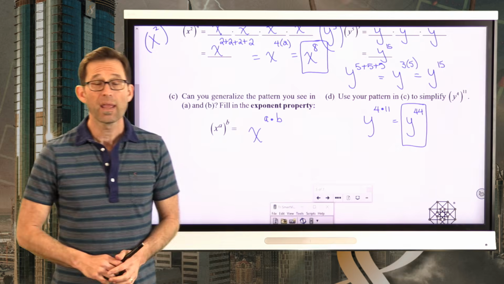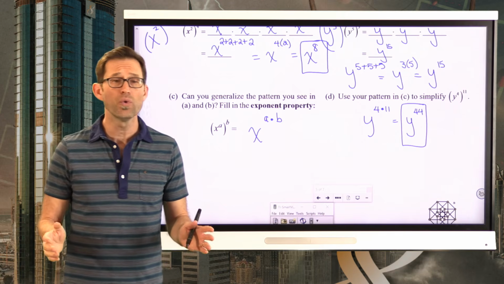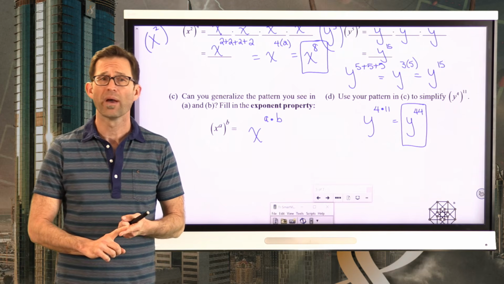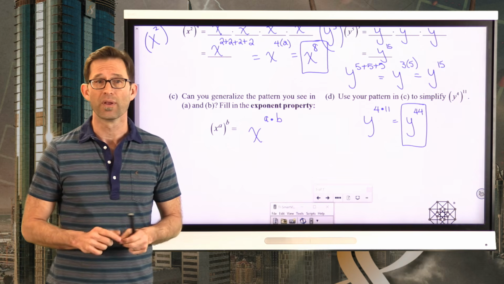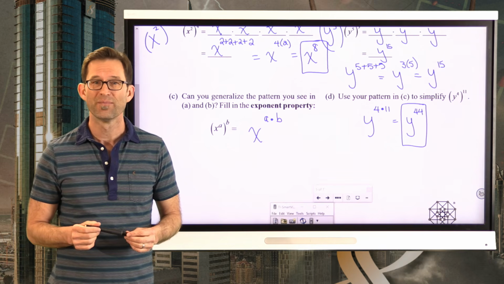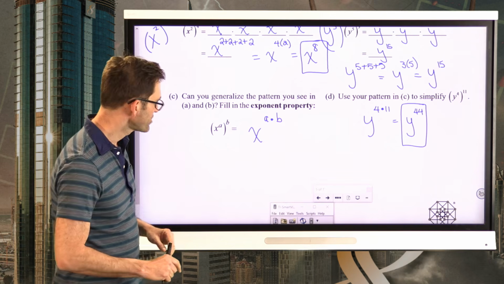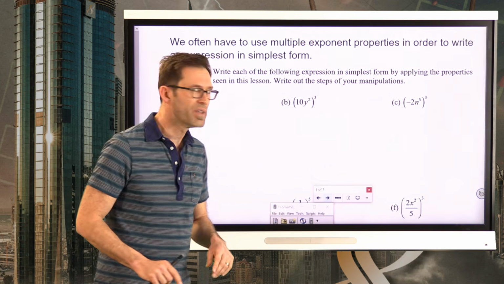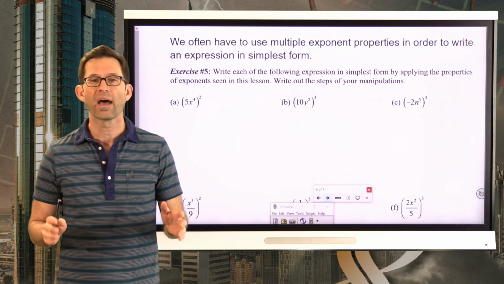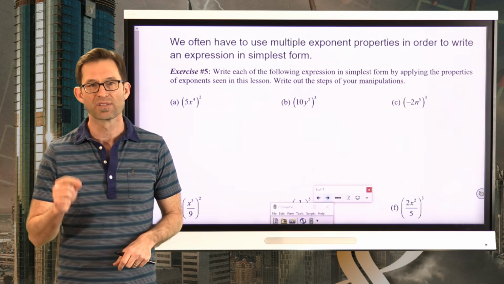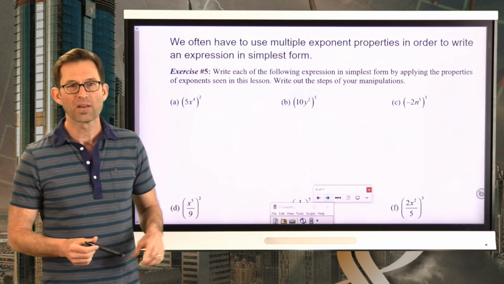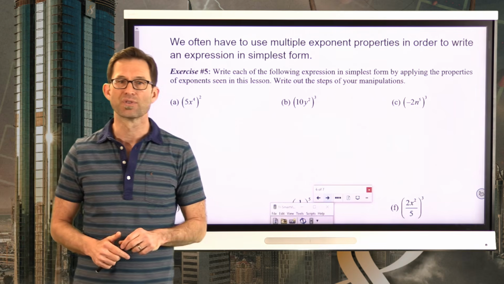Okay. And again, this flows beautifully from two things. One, what do exponents just mean in the first place? And two, the addition property of exponents, right? Now, obviously, we often have to use multiple exponent properties in order to write an expression in simplest form. So let's take a look at a bunch of those in exercise number 5.